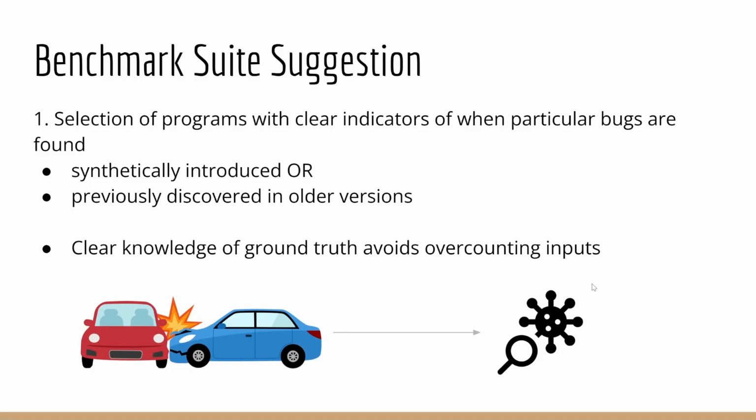So with these problems with real and artificial programs, what is an example benchmark that the paper suggests? Well, we'll go through three points. The first thing they mentioned is that they really like the nature that artificial programs have, where there's a clear indicator of when a particular bug is found. But this isn't only found in artificial programs. It can be synthetically introduced, like in artificial programs, or maybe you just found this bug in an older version of a real program. If you have clear knowledge of these ground truth, these distinct bugs, it avoids overcounting the amount of inputs.